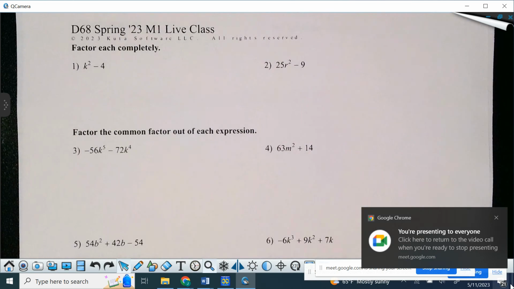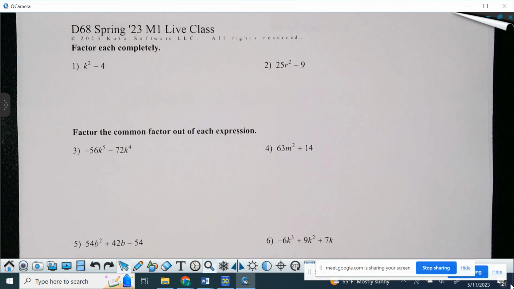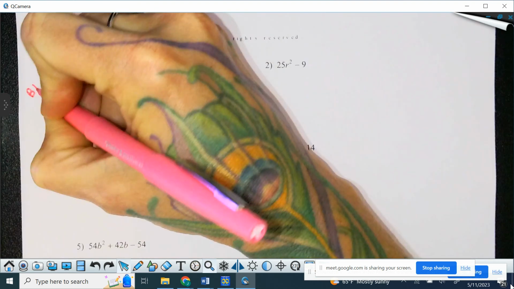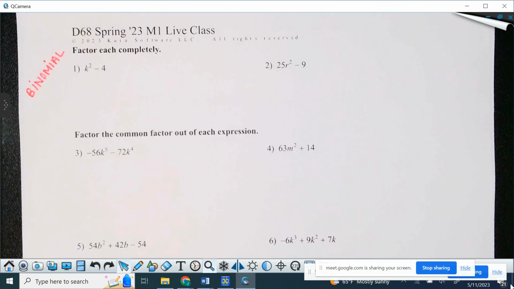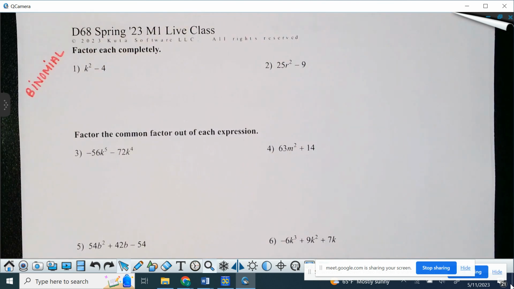First two problems are a binomial. So again, like I was talking about yesterday, vocabulary, vocabulary, vocabulary, because you don't want to not know what it's asking for or not know what it's talking about. Binomial because there's two terms. As soon as you see a binomial, first thing you want to look for is a GCF.